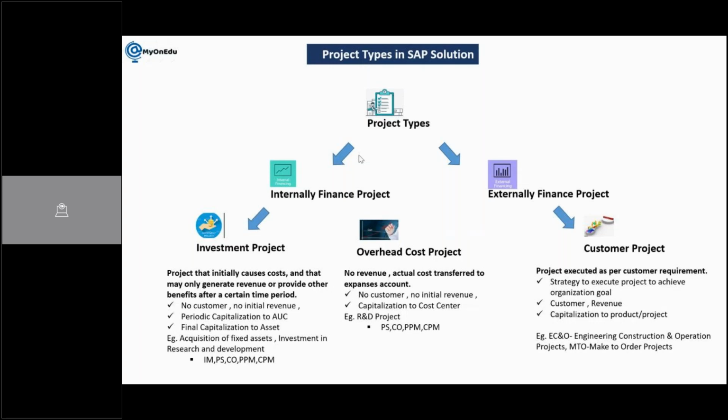So this is a basic question. When we are going for any project implementation in the EPPM area, we need to understand exactly what kind of project it is. Is it an investment project, an overhead cost project, or a customer project? These are the three different types. Based on that, we can decide and define the steps of implementation. Okay, so that is the basic thing.